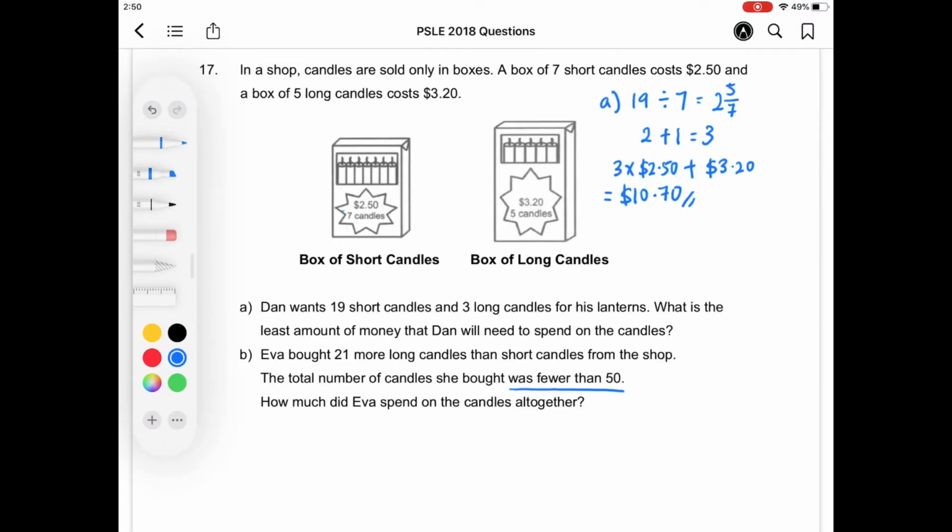Since we know that she actually bought 21 more long candles than short candles, I'm going to list down the multiples of 5 because that's the number of long candles in 1 box. I'm not going to start from 5 because there should be 21 more long candles than short candles. So I'm going to start from the number 30.